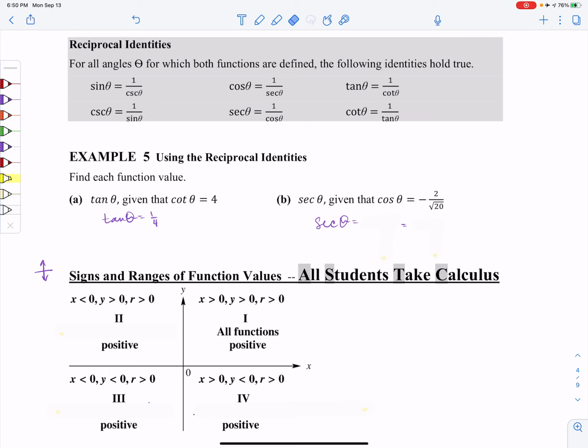Well, if you're told that cosine is -2 over the square root of 20, what is the secant? Well, we will get the reciprocal. Notice that what I did there is I took the root 20 and I simplified it to 2 root 5. And then I did the reciprocal. So I have -2 root 5 over 2. But then, of course, I can reduce those 2's because they're both on the outside.